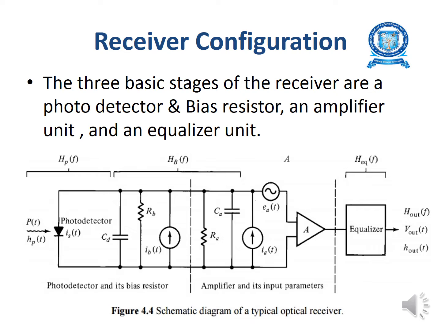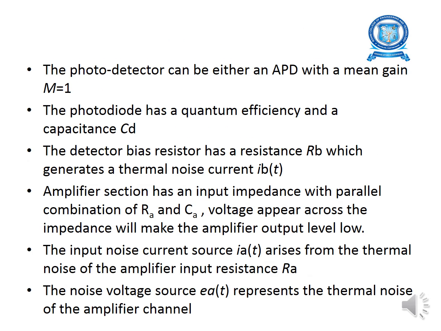So here in the receiver, three basic stages are classified: the photodetector, the amplifier and the equalizer. The photodetector can be either an avalanche photodiode with a mean gain of M or a pin photodiode with M equal to 1. The photodiode has a quantum efficiency and a capacitance CD. The detector bias resistance has a resistance RB, which generates a thermal noise current IB of t.